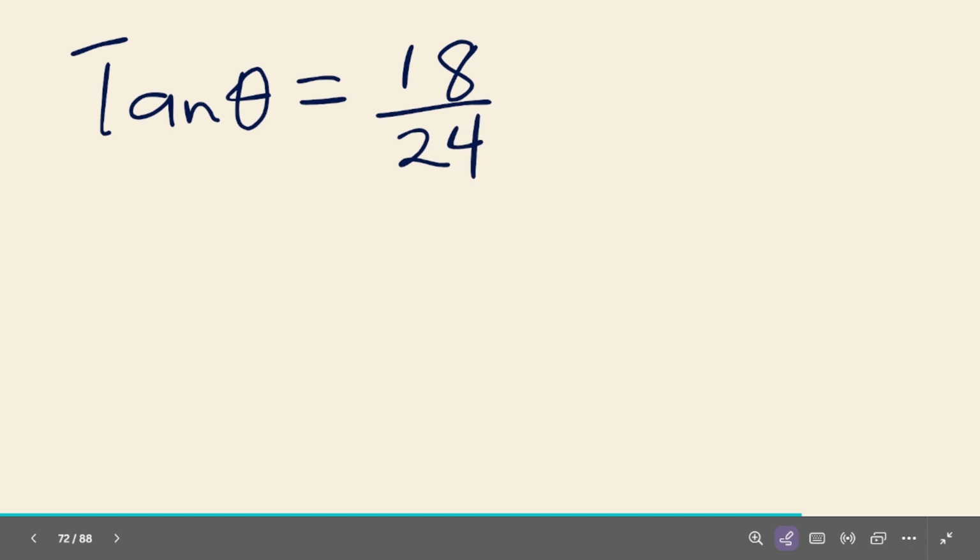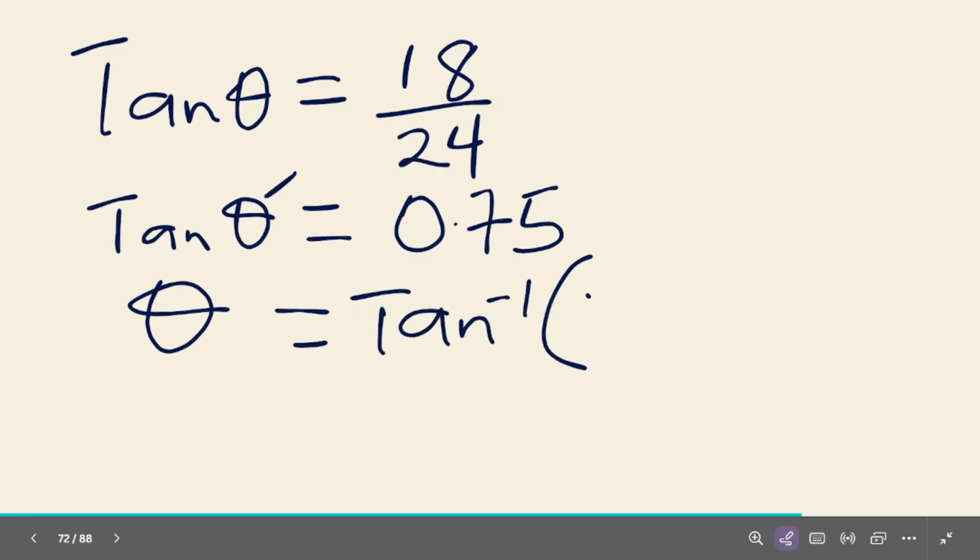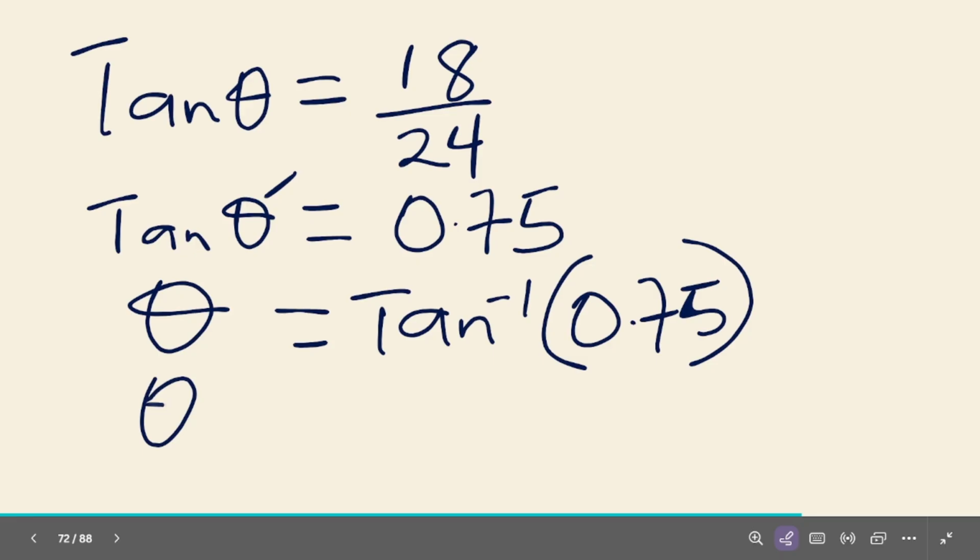So when you divide 18 by 24, tan theta is equal to 0.75. I taught you how to do that. Use your calculator, divide it. You have that. Then what you are interested in finding is your angle theta. So to find your angle, your tan will now become tan inverse. Remember, we've done it also. So it will become tan inverse of the value there. And I've taught you how to find tan inverse.